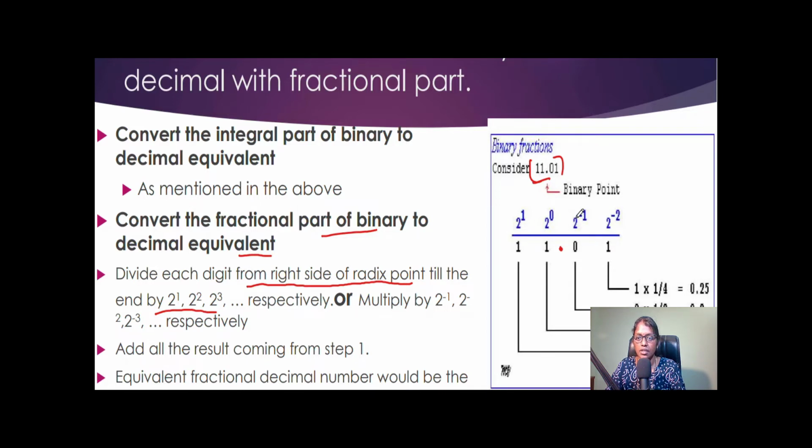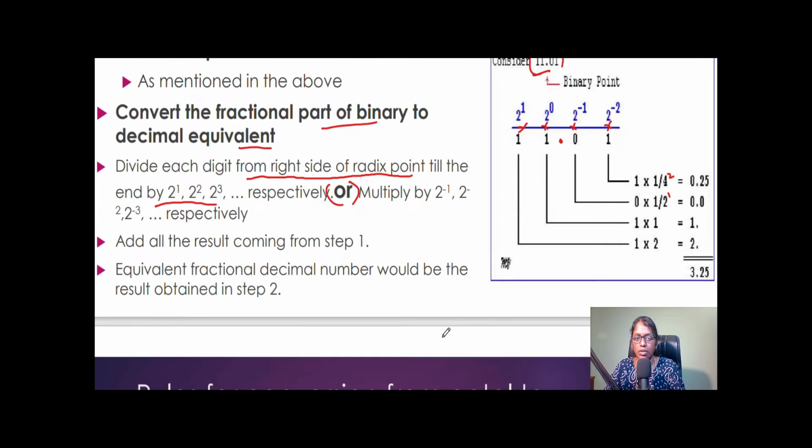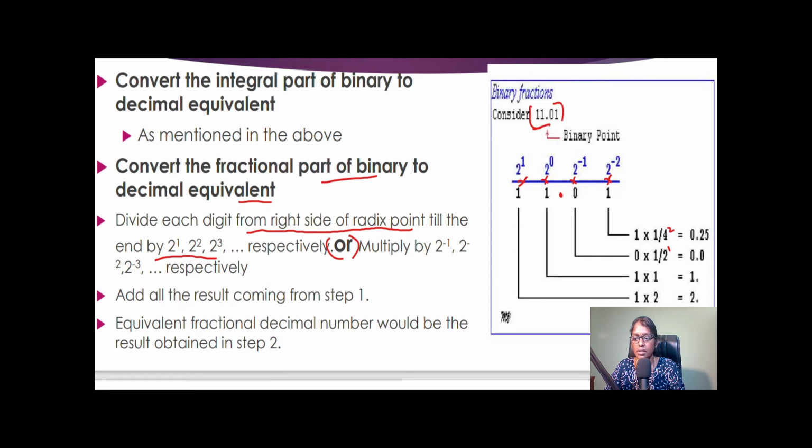That is, 1 divided by 2 power 1, and 1 divided by 2 power 2. You can also say it as 0 into 2 power minus 1. Both are the same. So divide by 2 power 1, 2 power 2 respectively, or multiply by 2 power minus 1, 2 power minus 2. This digit 0 into 2 power minus 1, 1 into 2 power minus 2. You multiply each digit with its power and then add. Add all the results coming from step 1. The equivalent fractional part decimal number is the result obtained in this step 2.